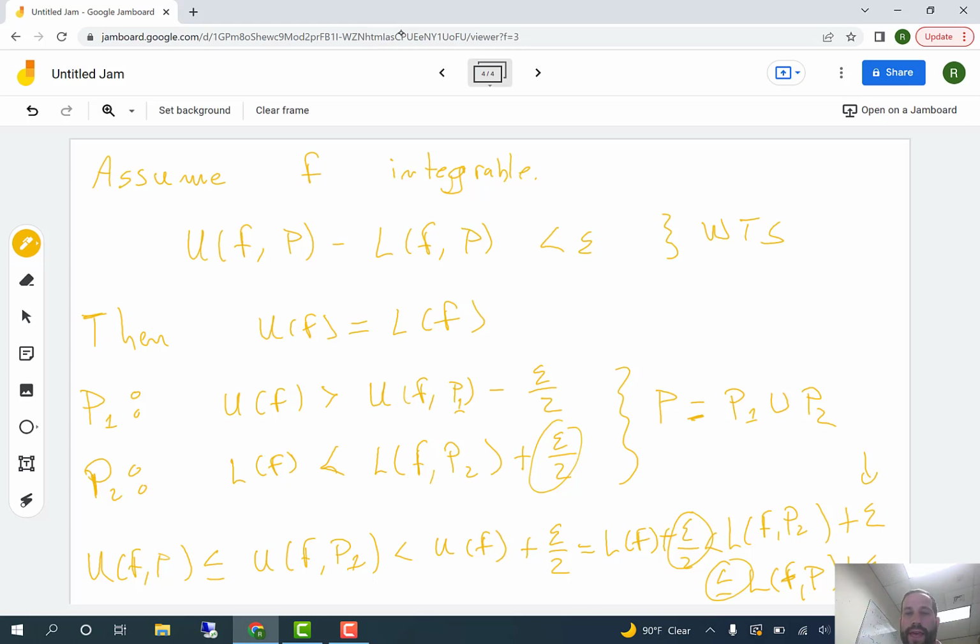Okay, and so P is going to be the partition. This P is equal to the union of P1 and P2. That's the partition that we have found here. Overall, this inequality says U(f,P) is less than L(f,P) plus epsilon.